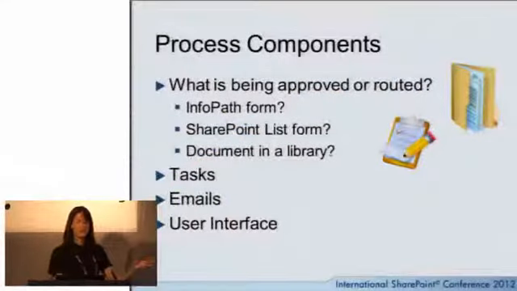So go into it with your eyes wide open to see, okay, what are we implementing? What are all of the components? So what is the one thing that's being routed around? In some cases, it's a document that people need to approve. In this case, it's going to be an actual InfoPath form that's going through an approval process. So you have the thing that's being routed and approved. Then you have tasks that potentially need to be assigned to people as that thing is routed around.